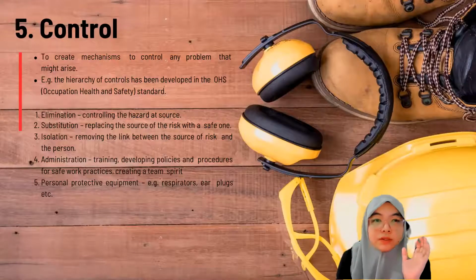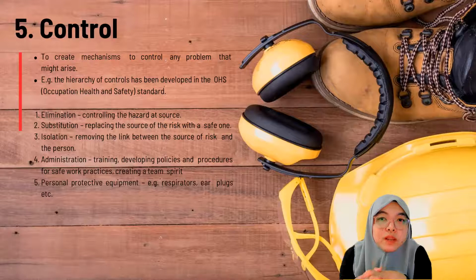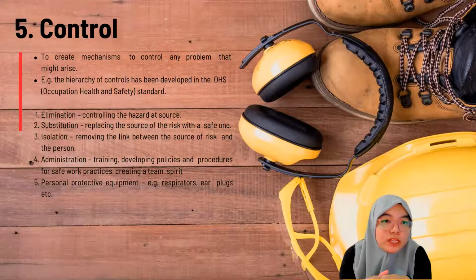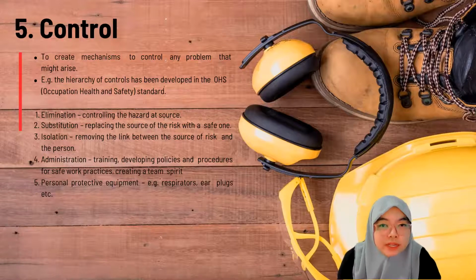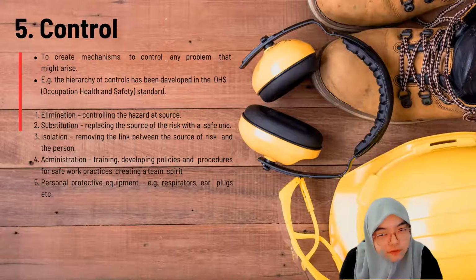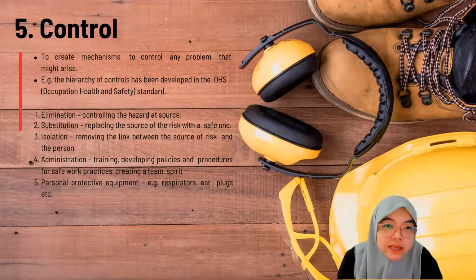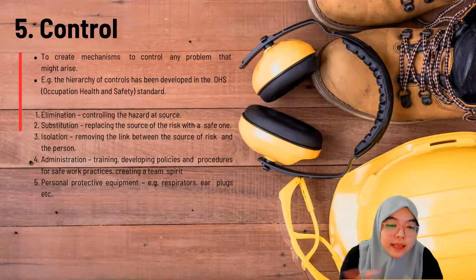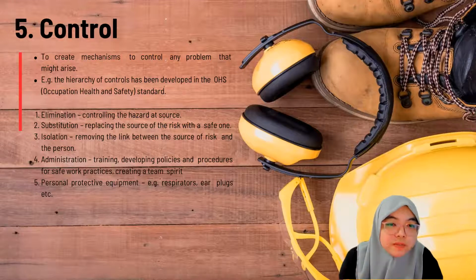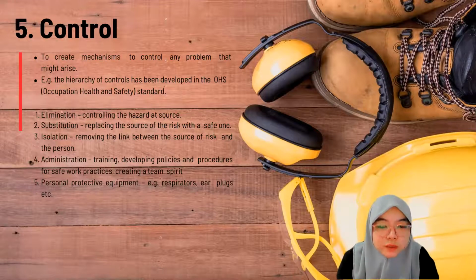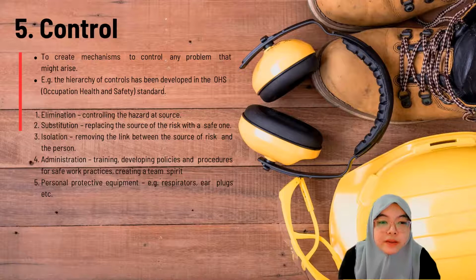Then control. Control means to create a mechanism to control any problem that may arise. For example, the hierarchy of control has been developed in the OHS standard. Meaning you will have a special committee to assess and offer solutions relating to that risk. As I mentioned earlier, you need elimination, meaning controlling the hazard at source; substitution, meaning replacing the source of risk with a safe one; isolation, removing the link between the source of risk and the person; administration; and also personal protective equipment.